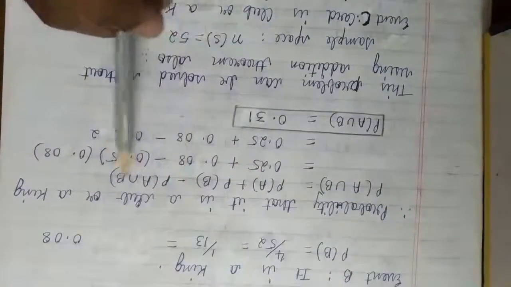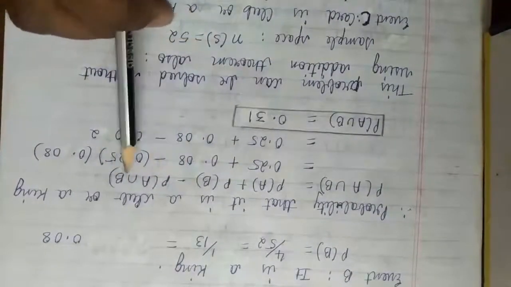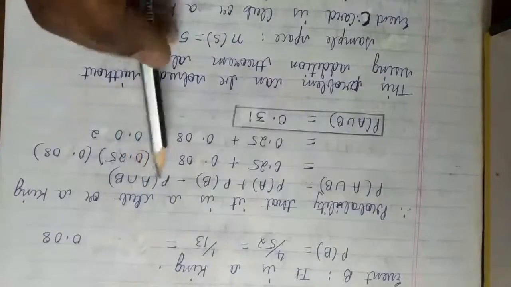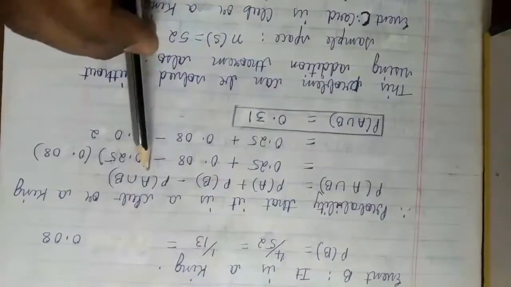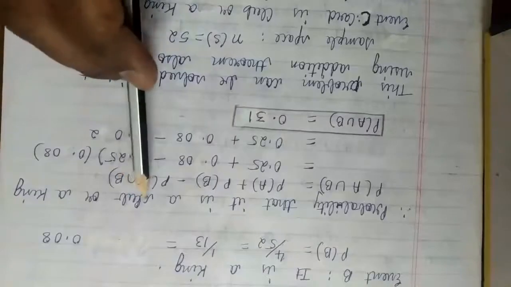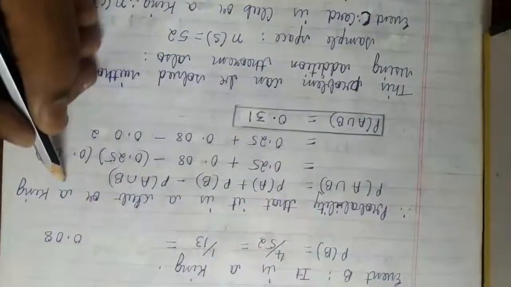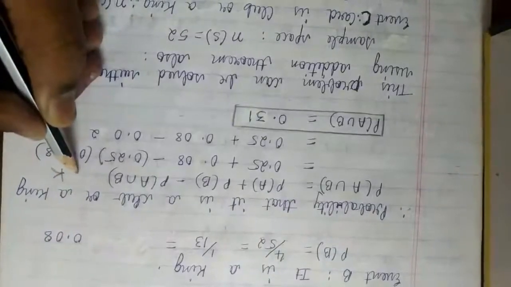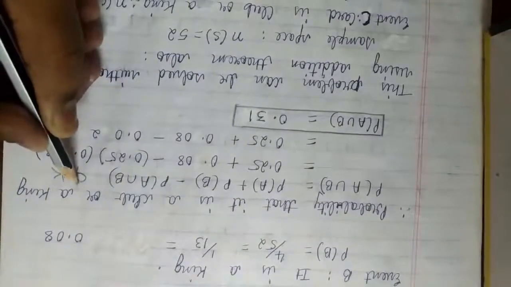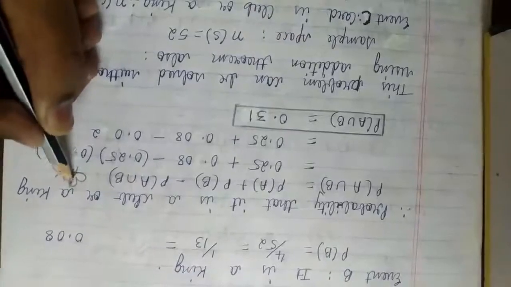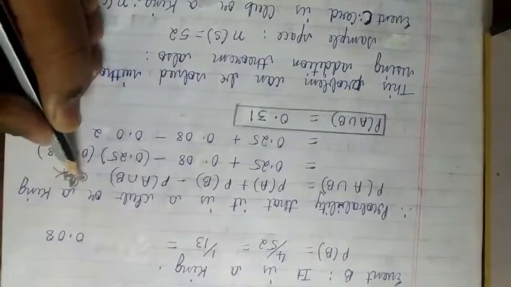So this entire formula is there because non-mutually exclusive events are there. Non-mutually exclusive events mean there are possibilities that it can be a club and a king also. For example, it can be a club, king of clubs.